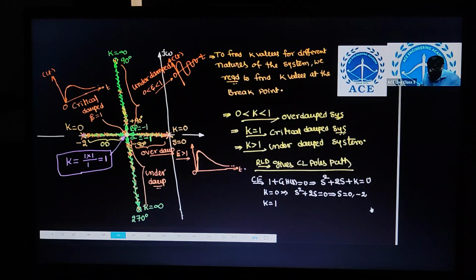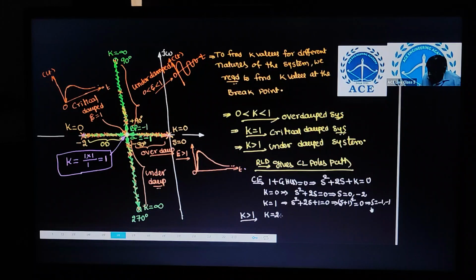Next, K equal to 1. Where should the poles be? Two poles at minus 1. They should be repeated, come and check it. For K equal to 1, what is the characteristic equation? s square plus 2s plus 1 equal to 0. And what are we getting? (s plus 1) whole square equal to 0. That means s equal to minus 1, minus 1. At K equal to 1, two poles are repeated. Critically damped, yes or no?